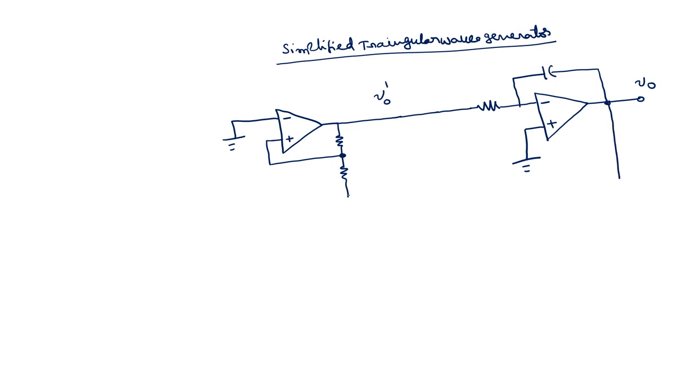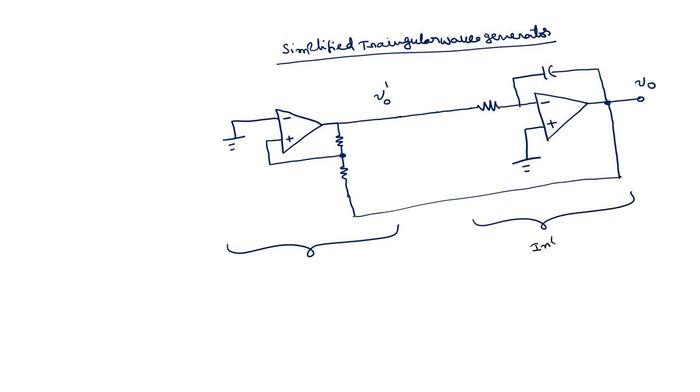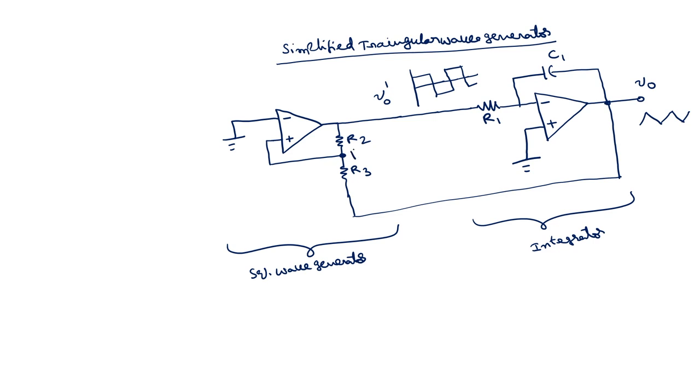I am going to connect this point to the final output. This part will generate square wave. This is the integrator. The waveform is square wave. Here we'll get a triangular wave. Let us call this as RC or R1 C1, so that this is R2 R3. Let us call this point as point P.